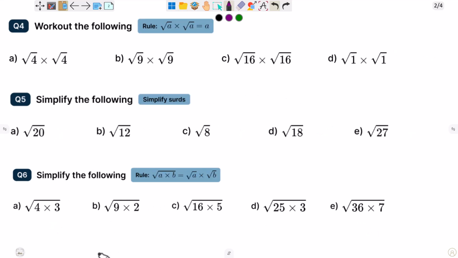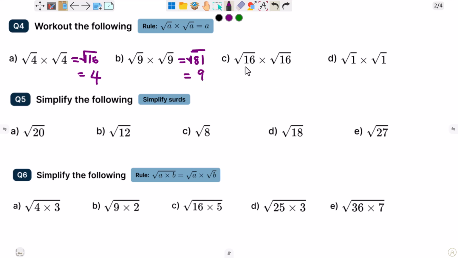Let's look at the next question, question number 4. We need to work out this. What is root 4 times root 16? Now, I would say that would be root 16, okay? But root 16 is the same thing as, okay? And the same for this: root 9 times root 9 is the square root of 81. But the square root of 81 is 9.